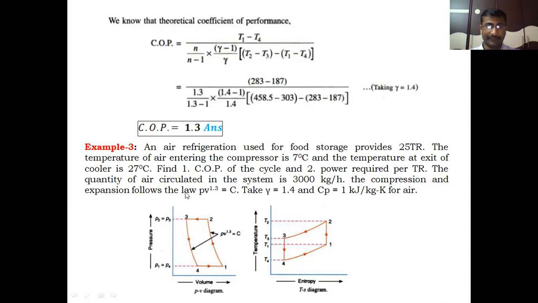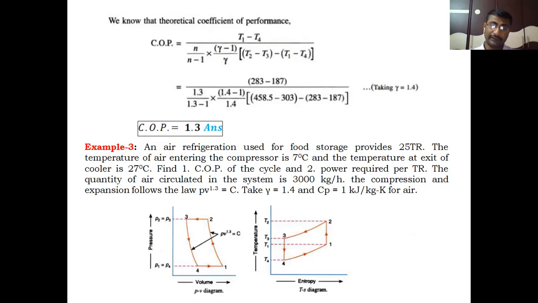The compression and expansion follow the law PV to the power 1.3. Again, the compression and expansion follow the polytropic law. Take gamma equal to 1.4 and Cp value as 1 kilojoule per kg Kelvin for air. Actually, the actual value is 1.005. The 0.005 can be neglected and Cp is given as 1 kilojoule per kg Kelvin for air. These are the PV and TS diagrams for the given Bell-Coleman cycle. 1 to 2 process and 3 to 4 process are polytropic, and 2 to 3, 4 to 1 are the constant pressure processes, as we know that.